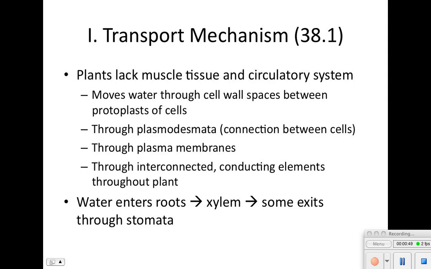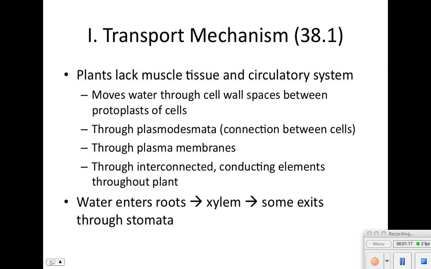So let's talk about this transport mechanism. Plants don't have any muscle tissue or circulatory system. So they move water through the cell wall spaces between protoplast of cells. They can move water and other things through the plasmodesmata. Because remember, our cell wall is rigid and it's box-like. And so how in the world do things get through? Well, there are actually tunnels or openings in the cell wall, and we call them plasmodesmata.